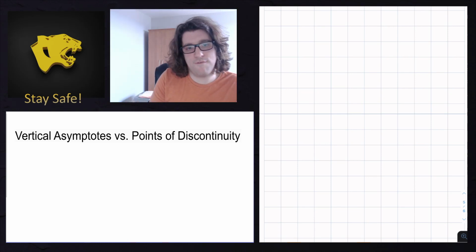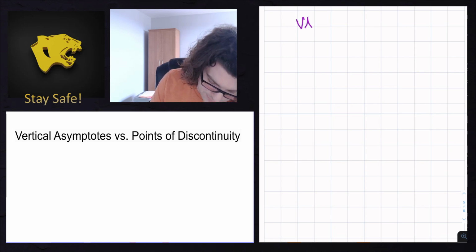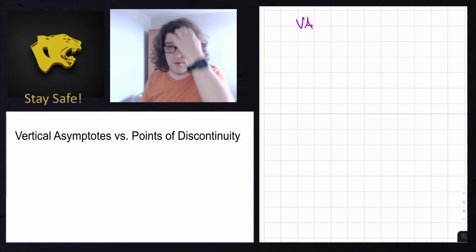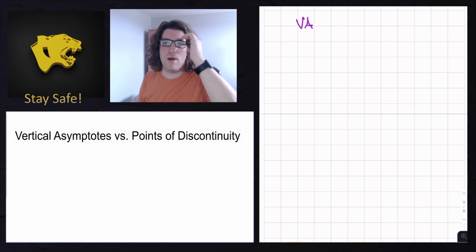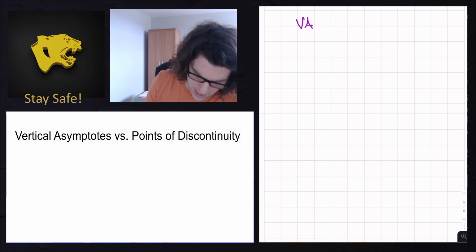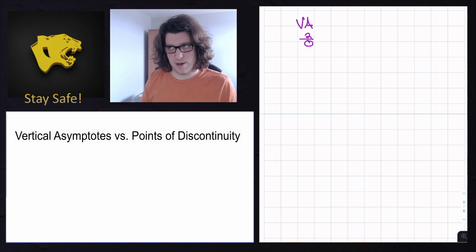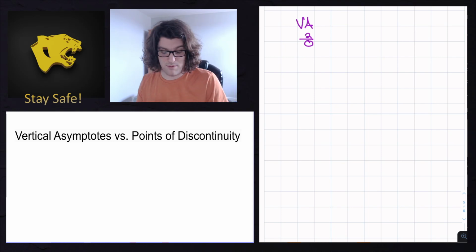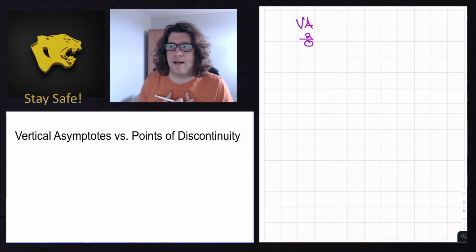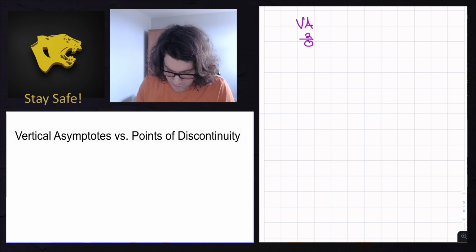So vertical asymptotes versus points of discontinuity. So a vertical asymptote occurs in the middle of your graph when you get some sort of infinite behavior. So we've seen that infinite behavior tends to come from things being divided by 0. And it might be a positive 0 or a negative 0, depending on what side you're approaching from. But it's when you take some value and you divide it by 0 that you end up having this kind of infinite behavior.